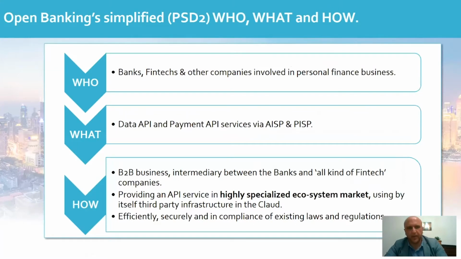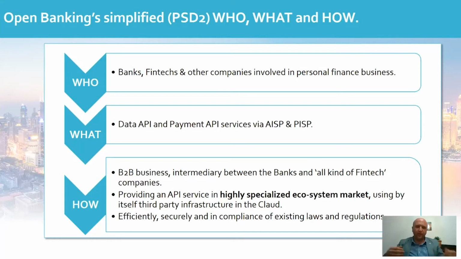Okay, this was the simplified version of how it all started with PSD2. Who do we have here? Banks, fintechs, other companies involved in personal finance or in lifestyle finance business. What are they doing? Data APIs and payment APIs, serving as account information service providers or payment information service providers. How are they doing this? They are doing this through B2B business models mainly, and interacting through APIs in a highly specialized ecosystem market.